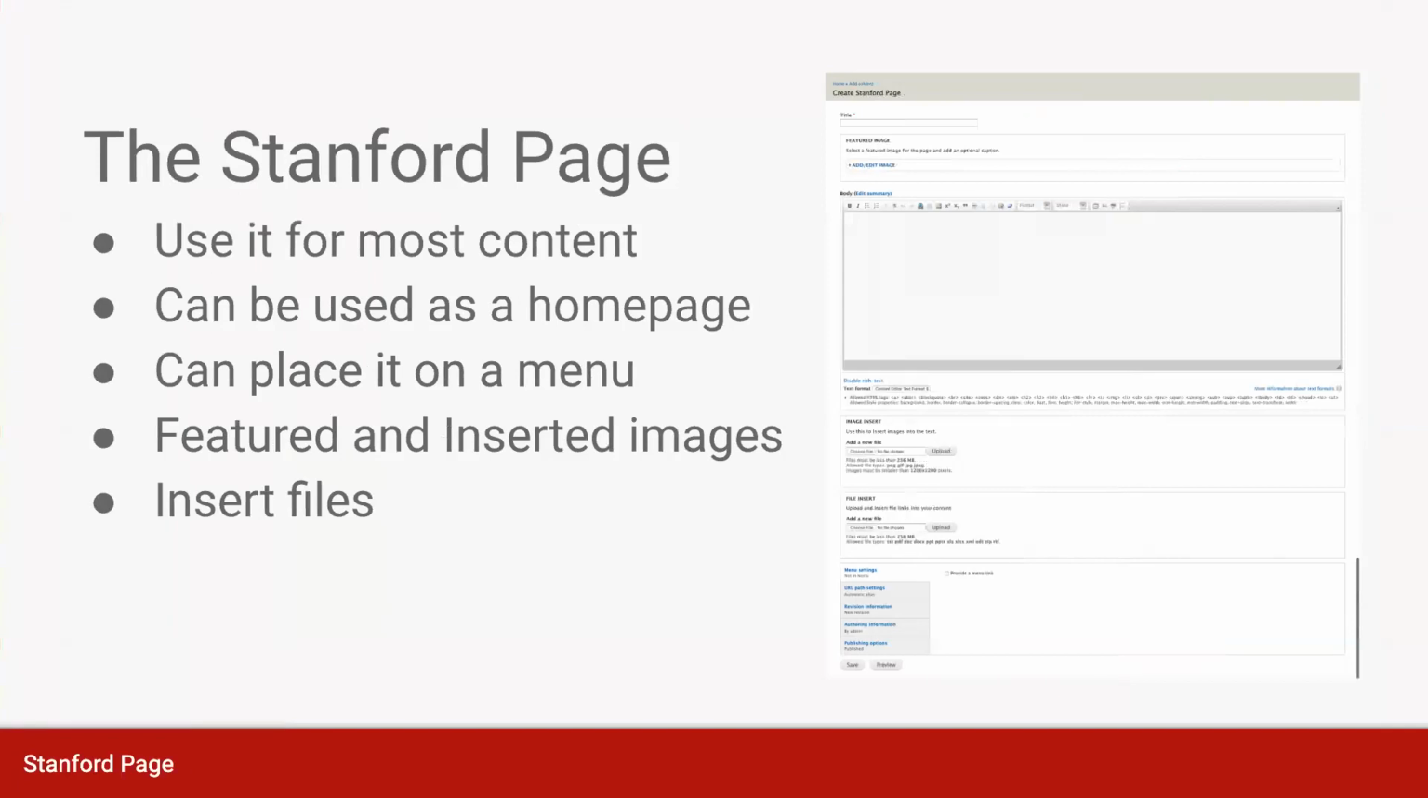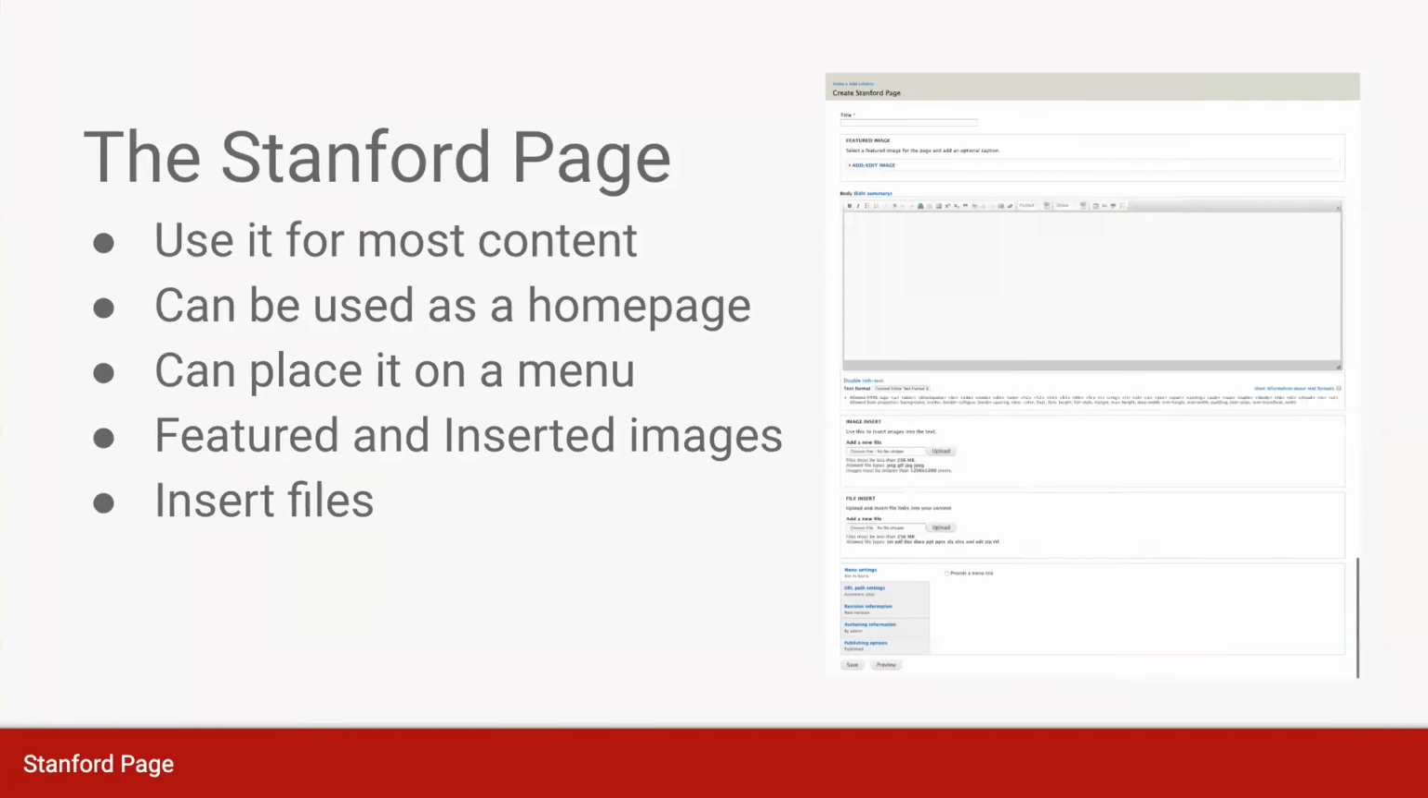We're going to look at one of the modules we have put together and provided for you on the site's hosting platform, called the Stanford Page. Drupal has its own, called Basic Page, and Stanford Page is very similar. We've done a couple of extra things for Stanford Page, and I'll bring those up. We find it's good for most content. You can use it as a home page, and put it on your main menu or on drop-down or secondary menus.